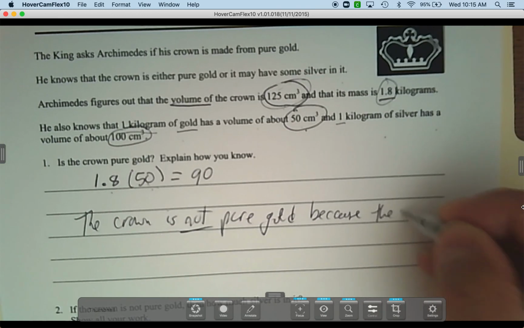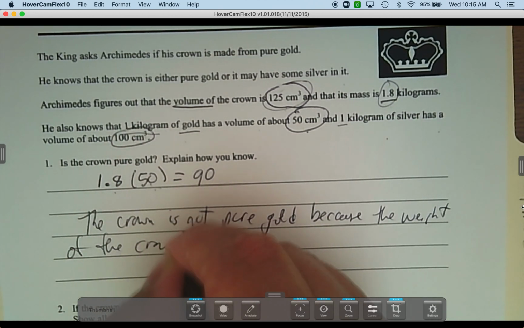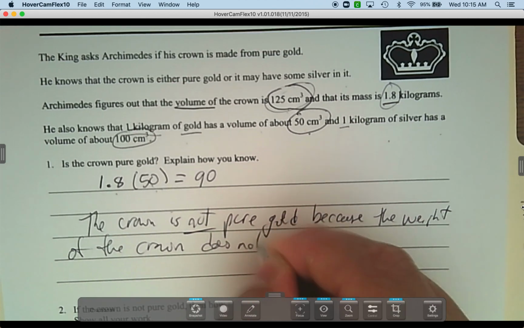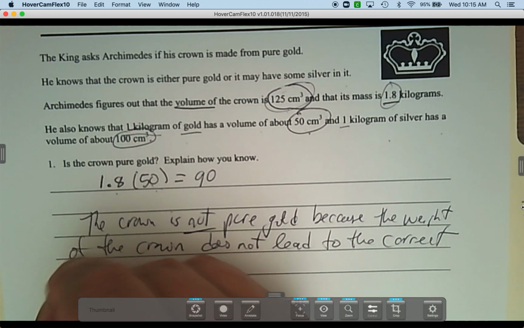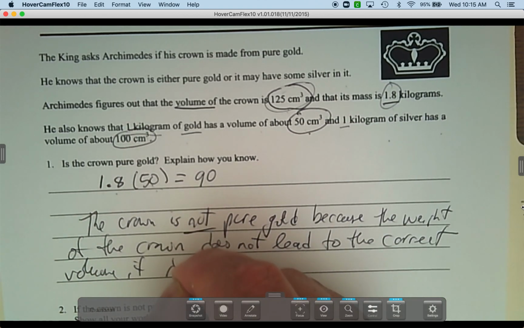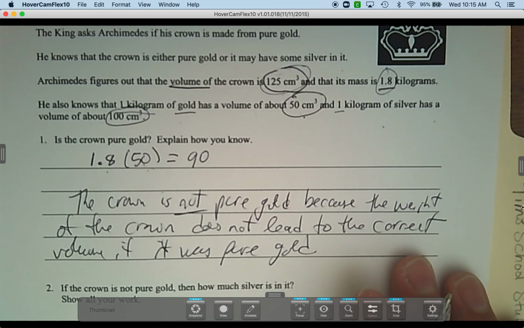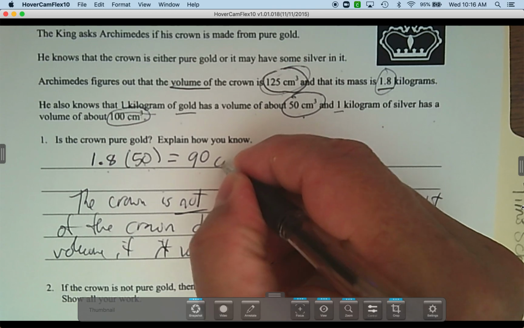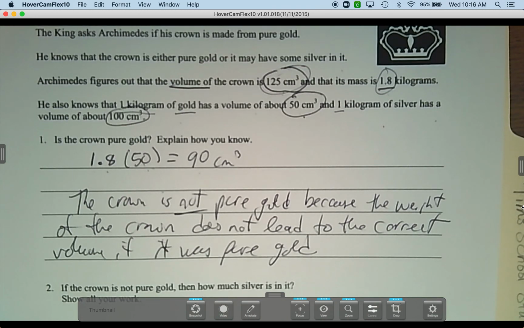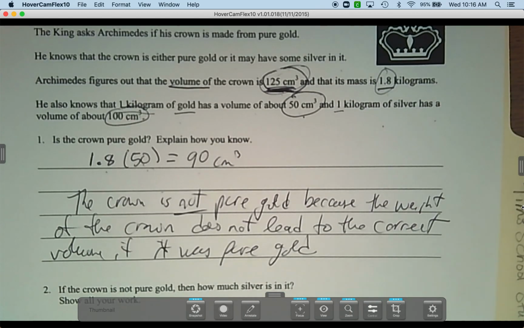Because the weight of the crown does not lead to the correct volume if it was pure gold. So the correct volume should have been, if it was pure gold, 90. In this case it would be centimeters cubed if it was pure gold. Instead, the answer is 125 is the volume. That leaves room for another material that's in the crown. So that leads us to number 2.